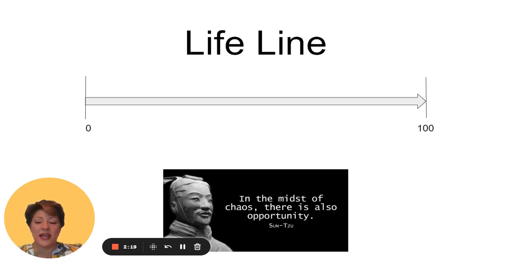So the first thing I'd like you to do on this lifeline is get out a piece of paper if you haven't. I want you to actually write it down. Don't just do it in your brain. Draw your line that looks just like this one on the screen. And then think about how old you are today. Today is P for present.